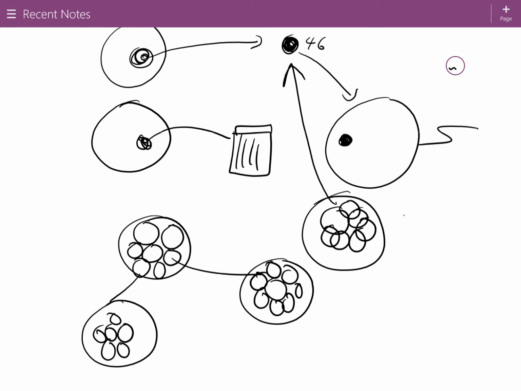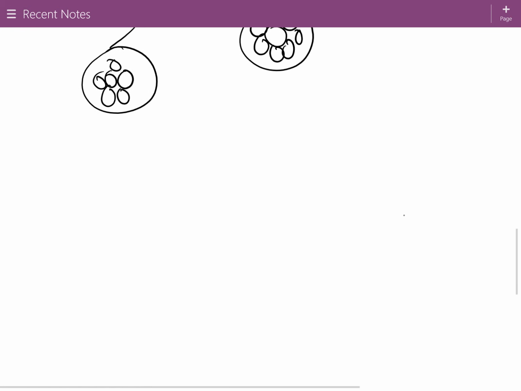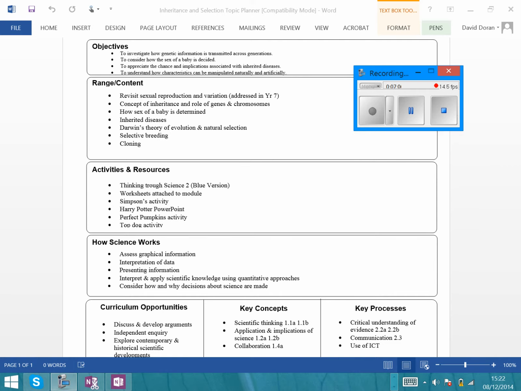Okay, so the next thing we're going to look at, if I can remember, is... let's go back and see, because I've forgotten. Oh, Darwin's theory of evolution. Okay, let's see if I can get back into this. Okay, Darwin's theory of evolution.